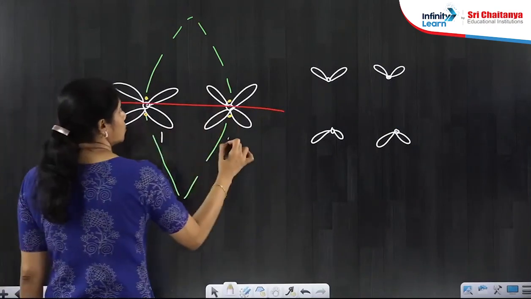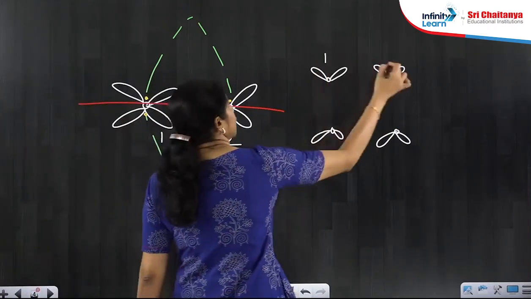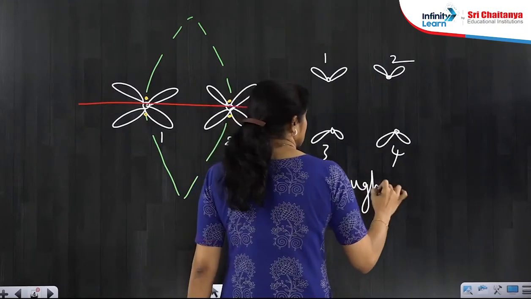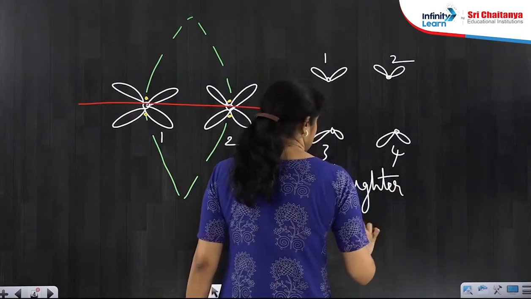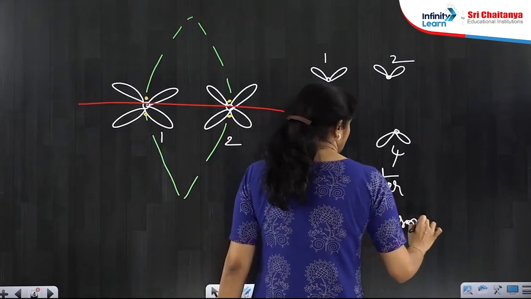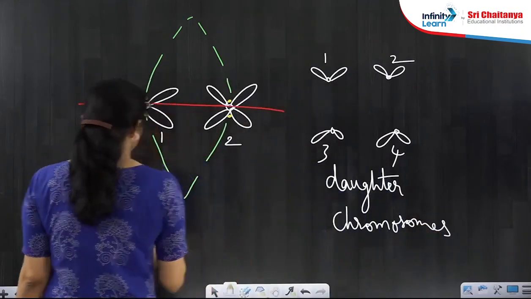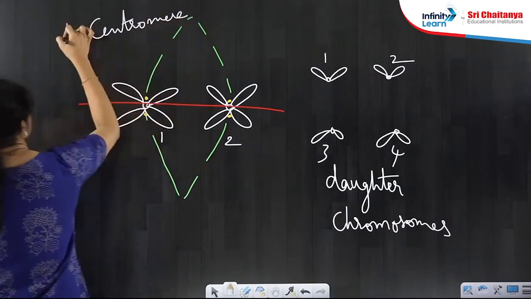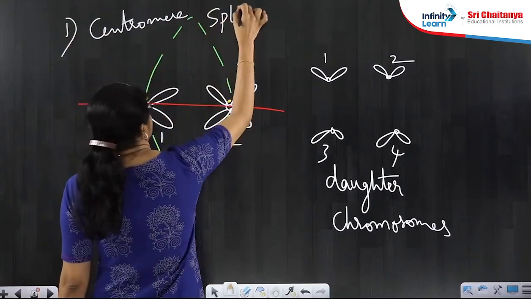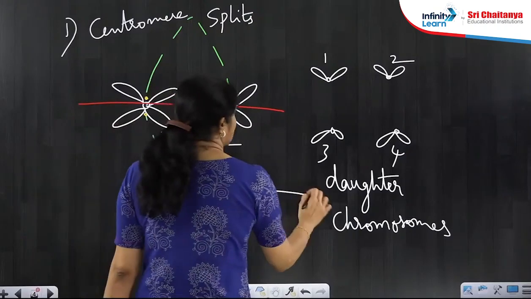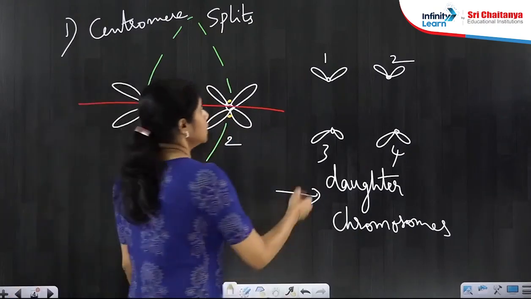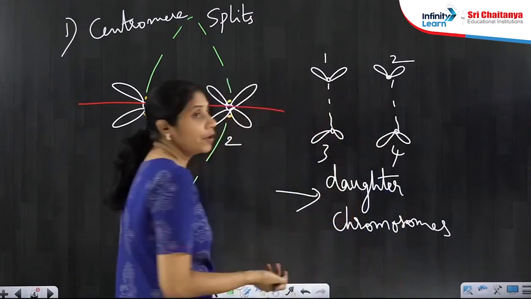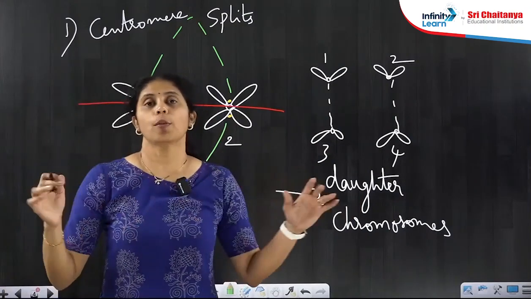So here 1 chromosome, 2 chromosomes are there. Here we have 1, 2, 3, 4. Now these are called daughter chromosomes. These are formed by the splitting of the centromere. Centromere splits, and it will form daughter chromosomes. And these daughter chromosomes will migrate; they will be moving towards the opposite poles.